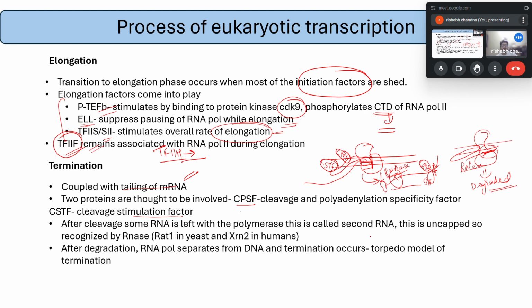So we have the RNase Rat1 in yeast and XRN2 in humans. So as these RNases see the second RNA, they help in its degradation, and now the RNA polymerase falls off from the DNA, and here the transcription is terminated. So this particular model of termination is called the torpedo model of termination. Okay. So any doubt in elongation and termination?